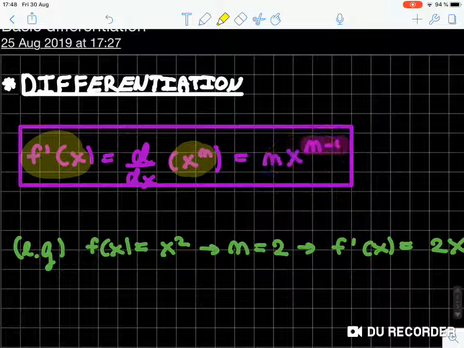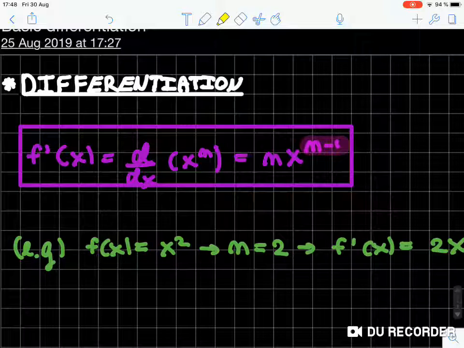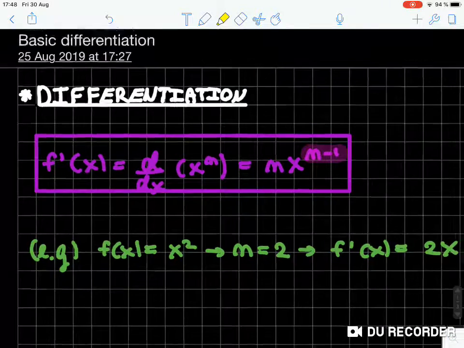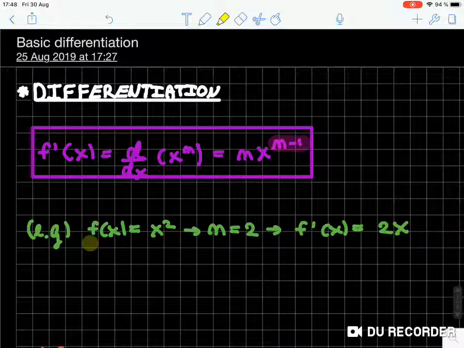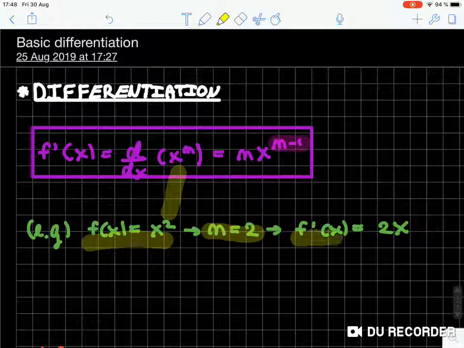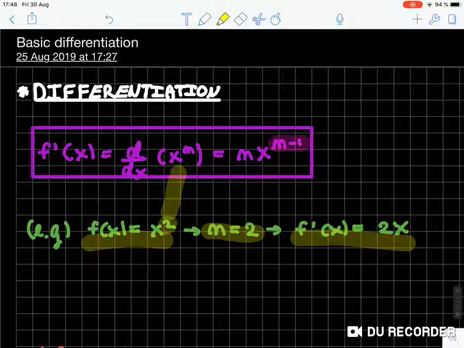Okay, so let's look at an example, which is the one in green. If we have the function f of x equals x squared, we can see by comparing the general formula or function with the example that n is 2. So the derivative is going to be 2x, since the power, which is 2, becomes a coefficient, and the new power is just going to be 2 minus 1, n minus 1, which is 1.